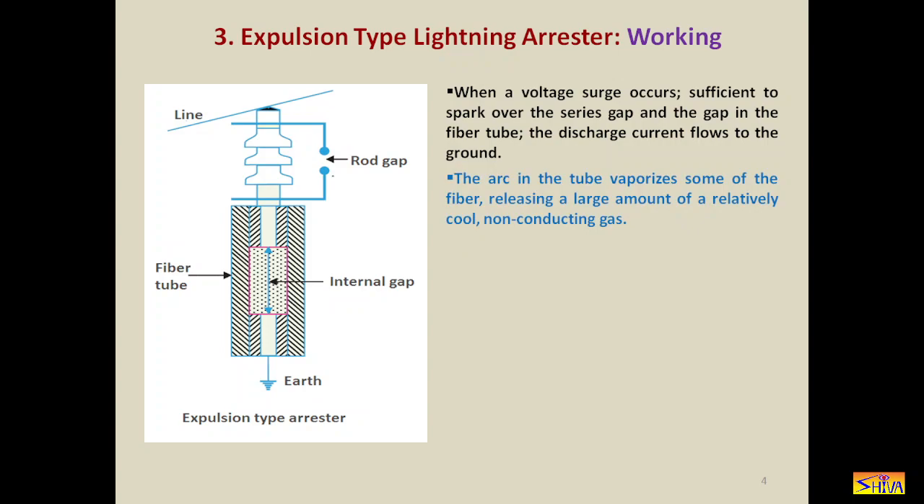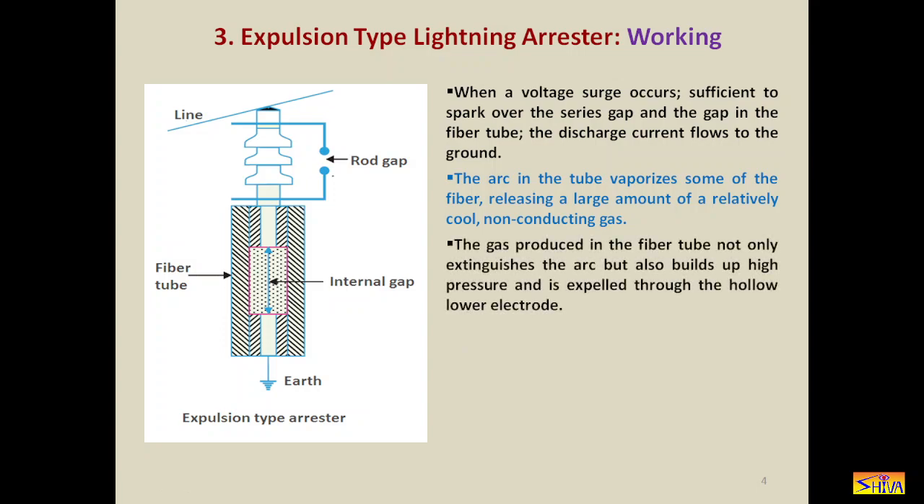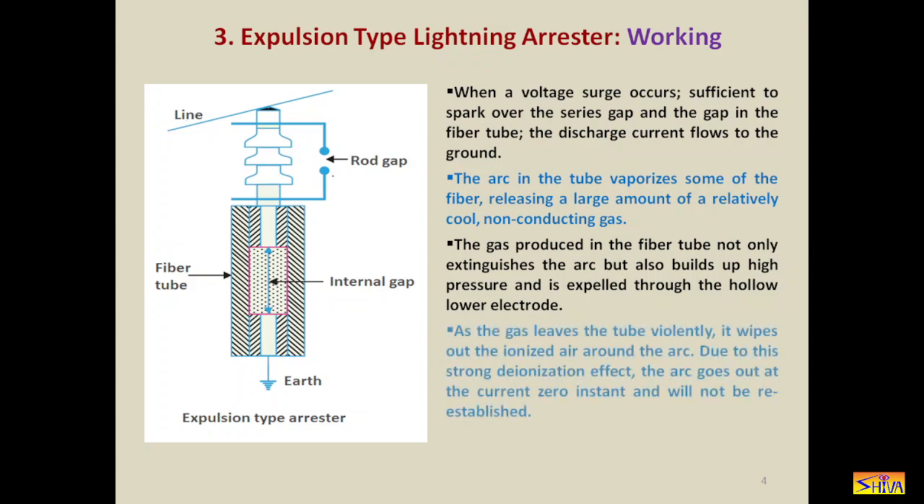The arc in the tube vaporizes some of the fiber, releasing a large amount of a relatively cool non-conducting gas. Now see, when a spark or arc is generated in this fiber tube, some of the fiber is vaporized due to heat of the arc, and due to vaporization the gas is generated, and this gas is non-conducting gas and it is cool and it flows to the earth. The gas produced in the fiber tube not only extinguishes the arc but also builds up high pressure and is expelled through the hollow lower electrode. So this gas, while flowing to the ground, extinguishes the arc. As the gas leaves the tube violently, it wipes out the ionized air around the arc. Due to this strong deionization effect, the arc goes out at the current zero instant and will not be re-established.